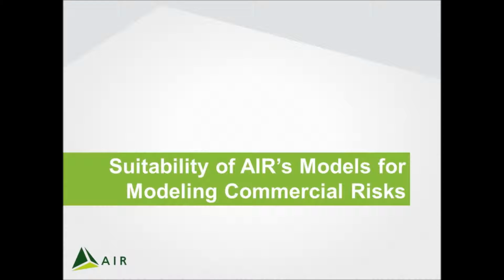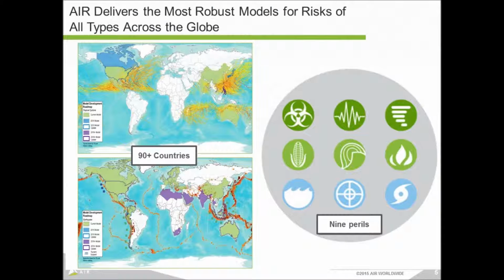So let's begin by discussing the suitability of AIR's models for handling commercial lines of business. AIR's clients are taking advantage of the comprehensive suite of models that we offer today, which span more than 90 countries and include 9 primary perils and many more sub-perils. Model coverage extends throughout the Americas, Europe, and Asia Pacific.